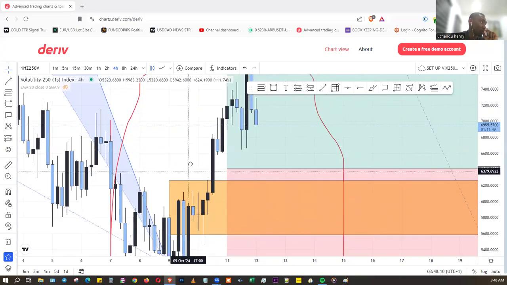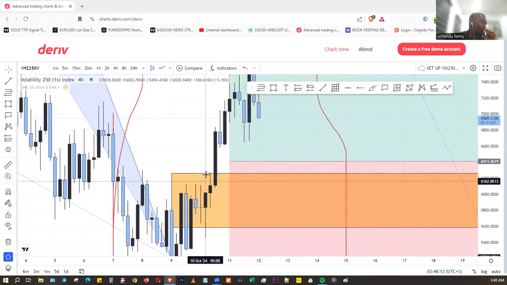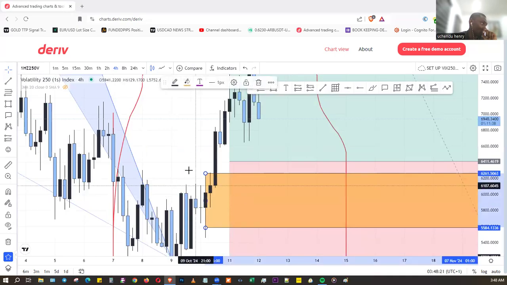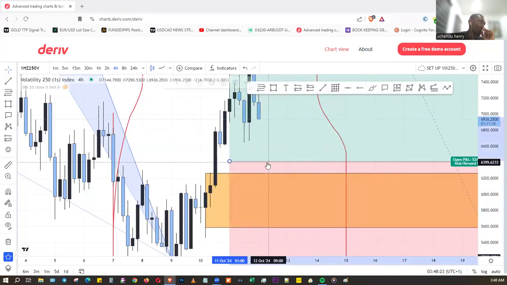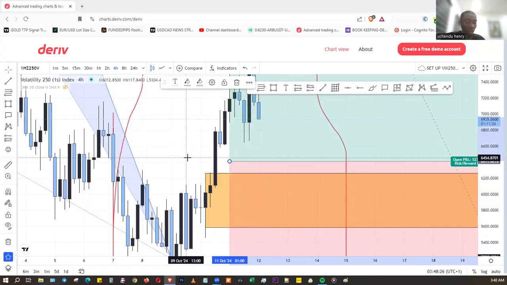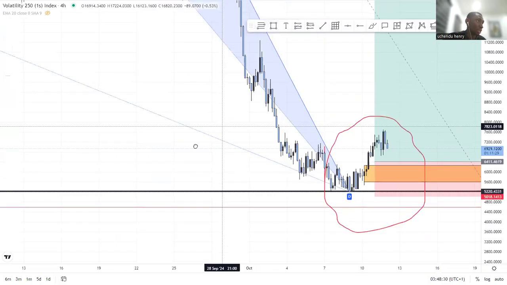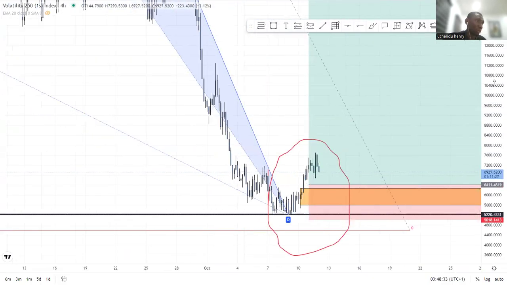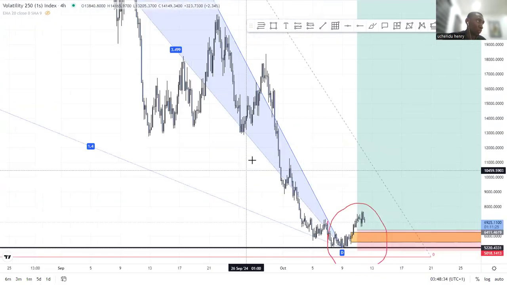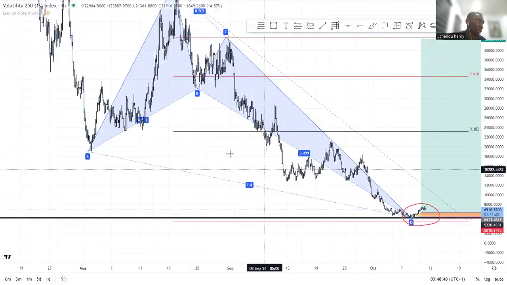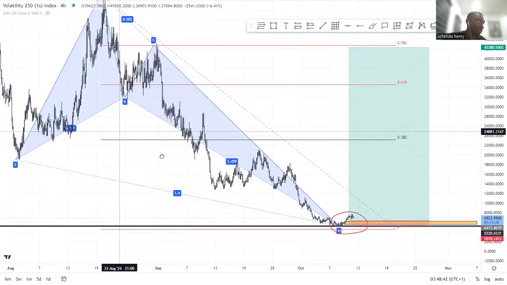Let's just put it here, because this is 4-hour and this is a valid inefficiency. This is a valid order block. So let's put a pending order around that area. This should get triggered within 1 to 2 hours, if everything moves right.